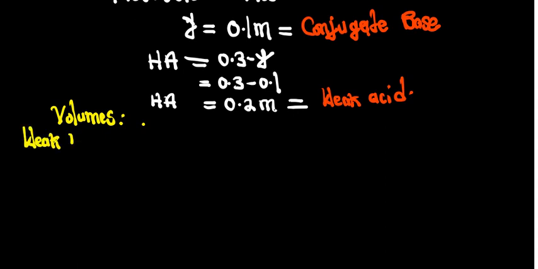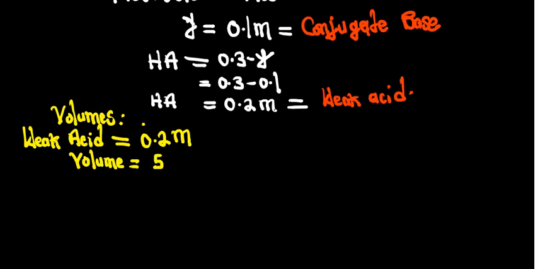Weak acid concentration, we have found it as 0.2 molar. What can I get here? I can find that using the number of moles, because remember that in the question we have also been given the volume of both the conjugate acid as well as the conjugate base. So in that 5 liters we have the weak acid as well as the conjugate base. So the volume right there is 5 liters that was given.